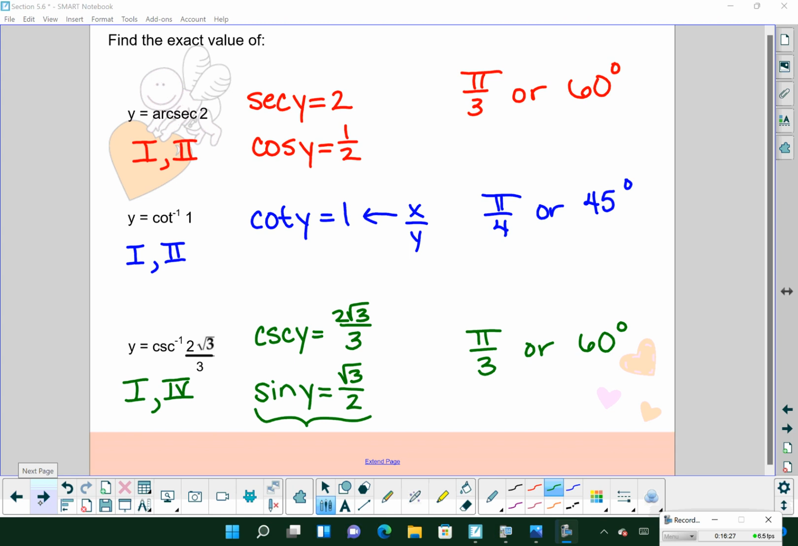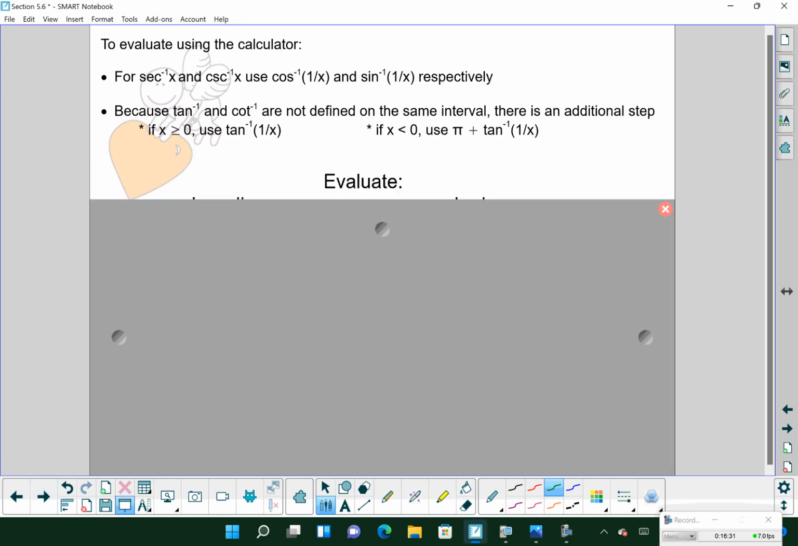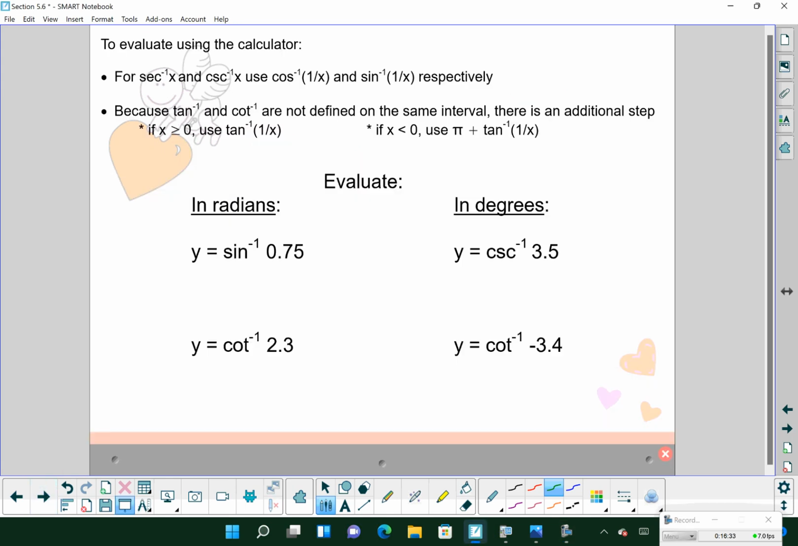Okay, so now let's look at what happens if we have a value that is not on our unit circle, but it still falls within the domain of the values that we're looking for. You're going to need your graphing calculator for these next two problems. These problems talk about how to type these values into your calculator, and we're going to be evaluating in radians or degrees, so we're going to flip back and forth with our modes.